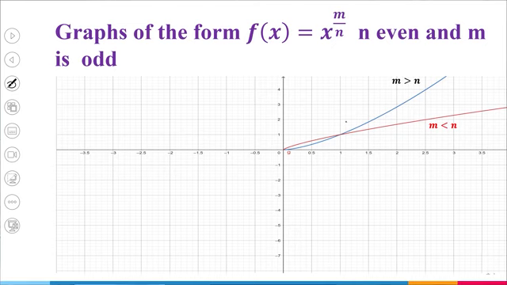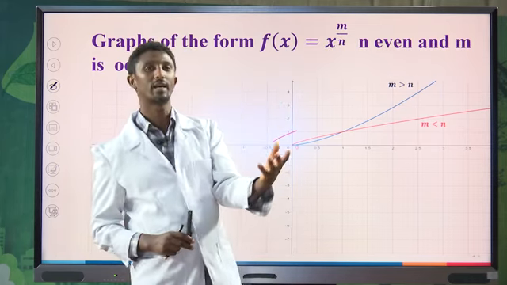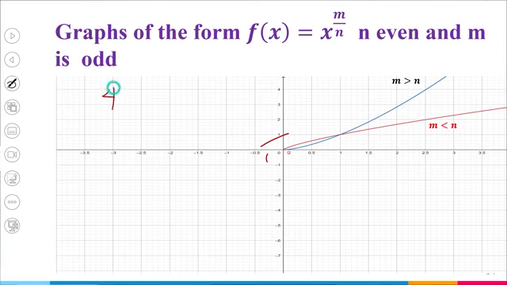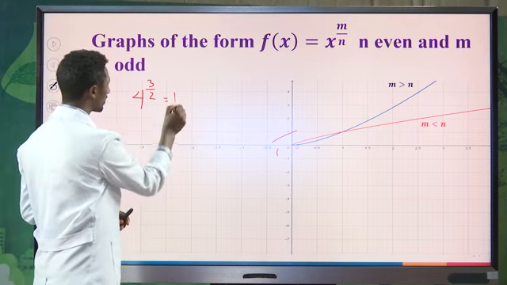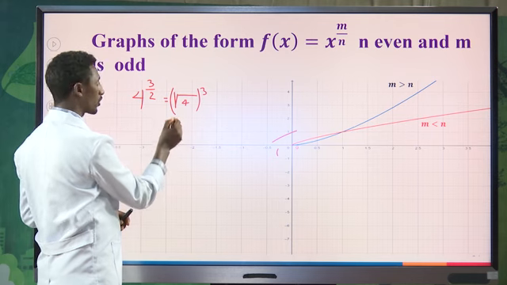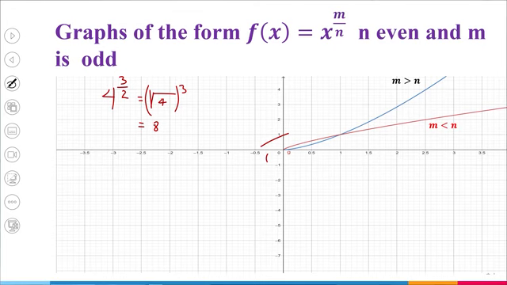Now we have two graphs. The one bends upward, the other bends downward slightly. The difference: whenever the power m is greater than n, the output value is greater than the input value. For example, for the power of 3/2, the input value is 4. So what could be the output value? It is the square root of 4, then the whole cube. The square root of 4 is 2, then cubed it's 8. So the output value is greater than the input value. So it will bend upward as it goes to the right.